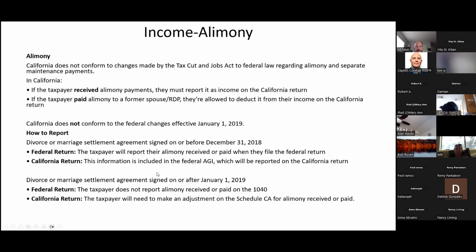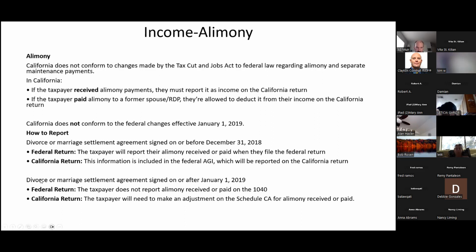And again, California didn't comply with that. You just have to go back to the rules. California says report alimony, and if you paid alimony, you can take a deduction. And then for your newer divorces, if you will, this is after December 31st. The new rules are that on your federal return, you don't report alimony received, and you're not going to be able to take a deduction. And California, again, we have to go back to the rules. They just don't conform. You've got to report the alimony.